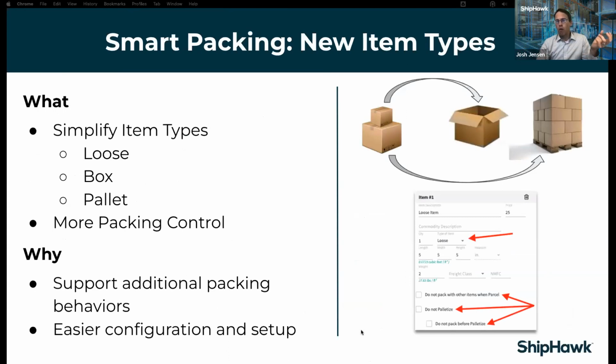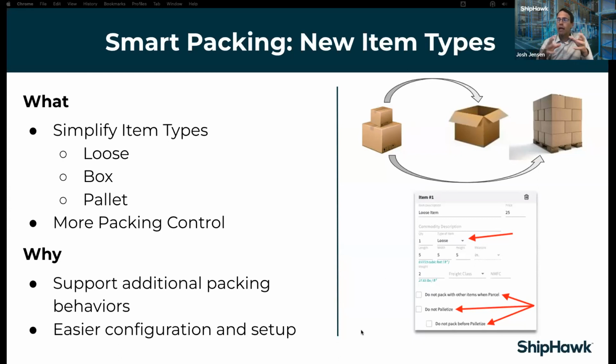So switching over from our rules engine to one of our other main features that help automate the workflow in your warehouse is smart packing. And one of the key things about smart packing is whenever you configure an item in ShipHawk, you always set an item type value. In the past, we had a very long list of different item types that you could set up: a pallet, a box, a parcel, a crate, an unpacked box, an unpacked generic item. And there was a long list.